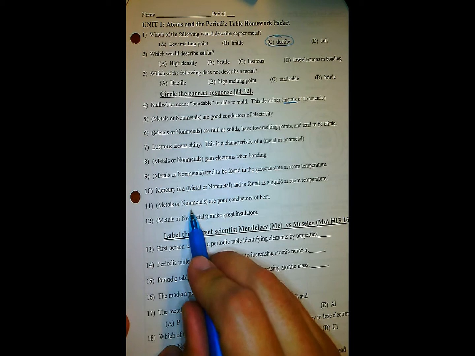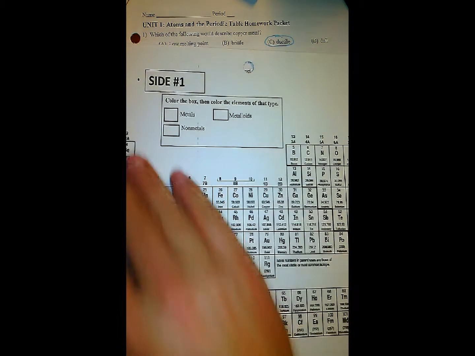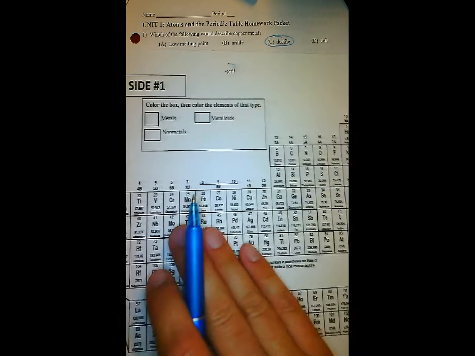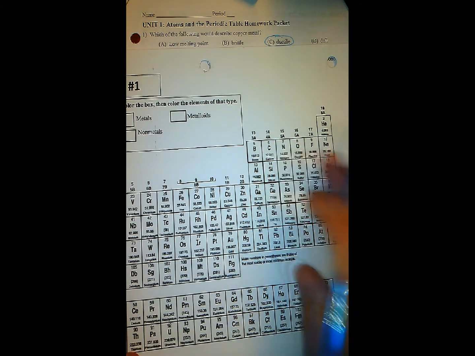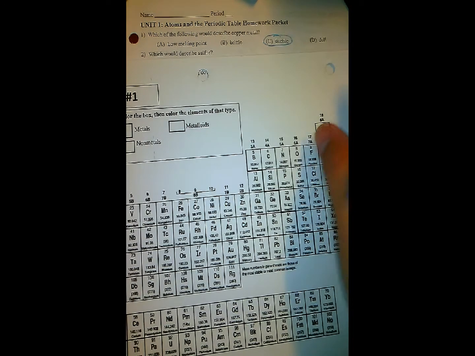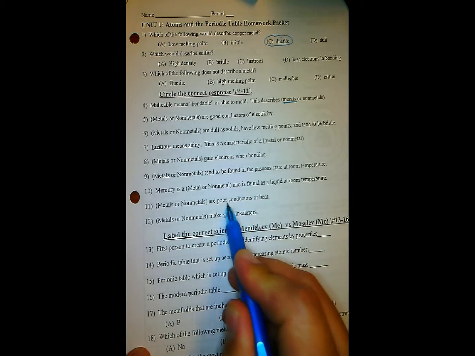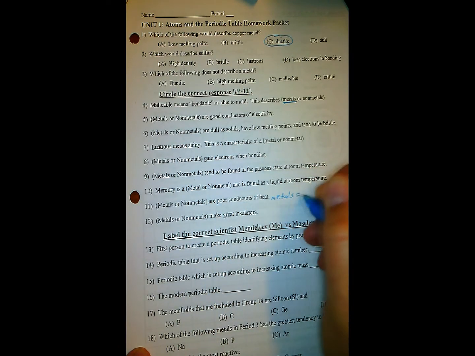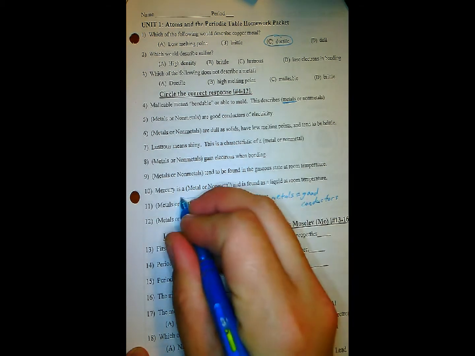Metals or nonmetals are poor conductors of heat. So remember in the notes we talked about that metals are conductors, nonmetals are insulators. So poor conductors of heat. Well, metals are good conductors. So remember, metals, good conductors. So the answer must be nonmetals.